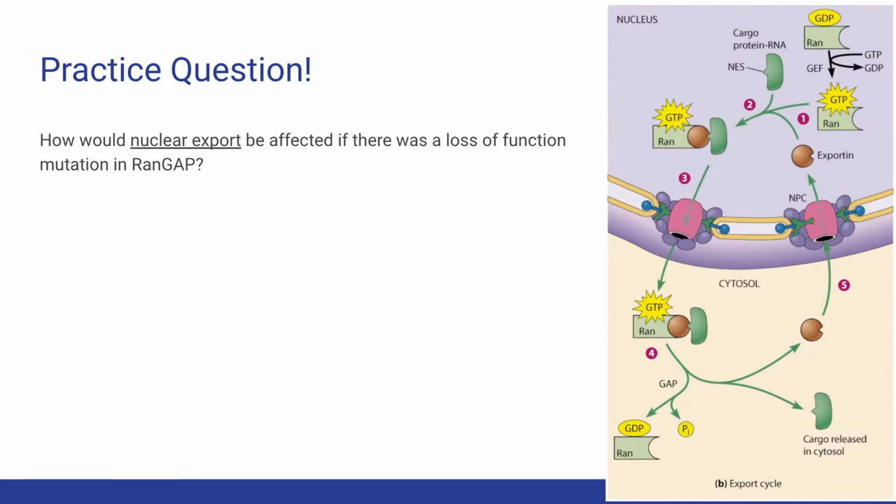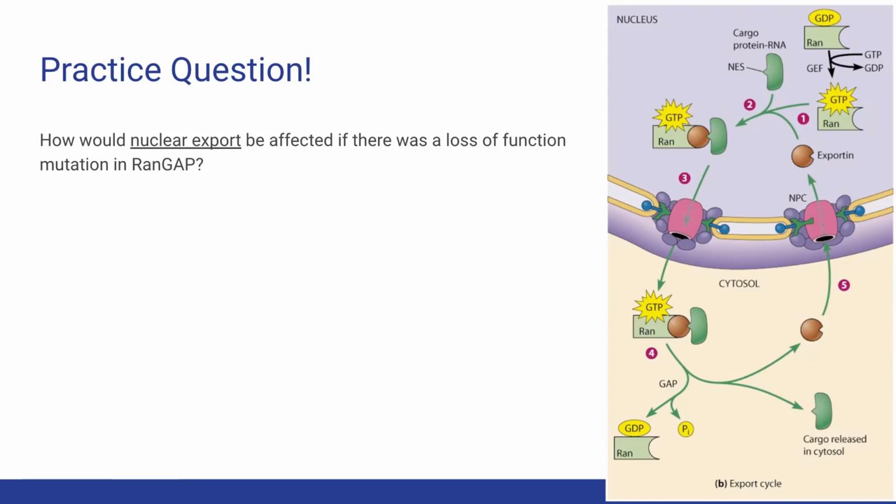Would anyone like to share what they thought for this question? I think if there's a mutation in Ran GAP, then the exportin would be unable to release the cargo. And it would most likely stay outside of the nucleus, meaning there wouldn't be enough exportin in the nucleus to get rid of the cargo. And they would just stay built up in the complex outside of the nucleus.